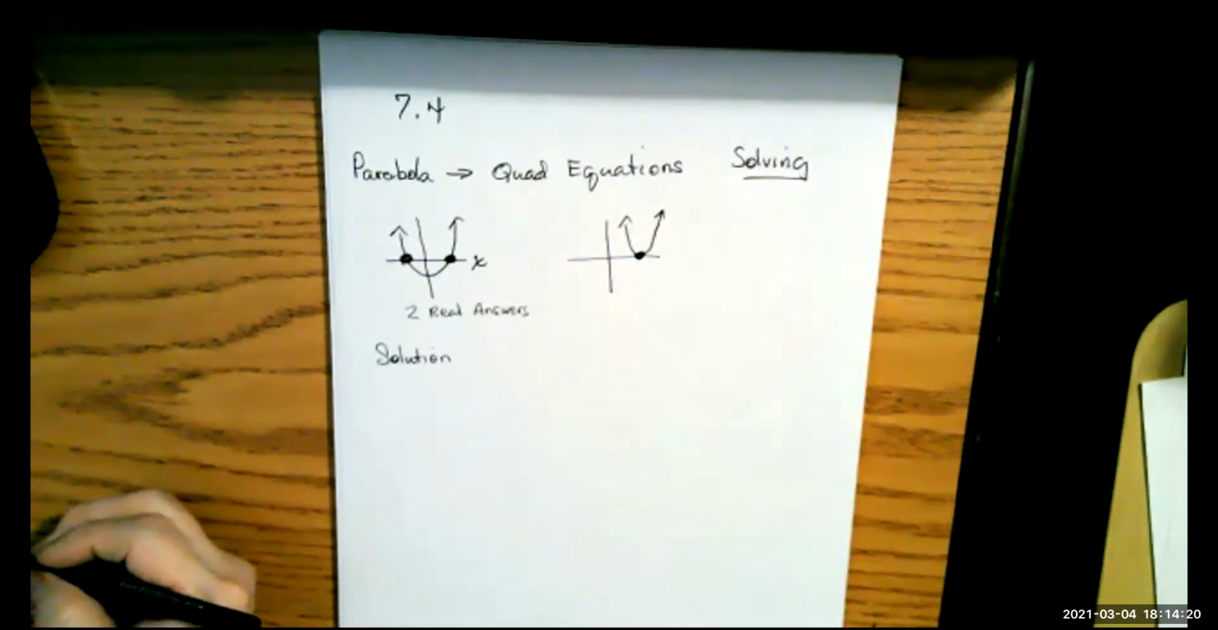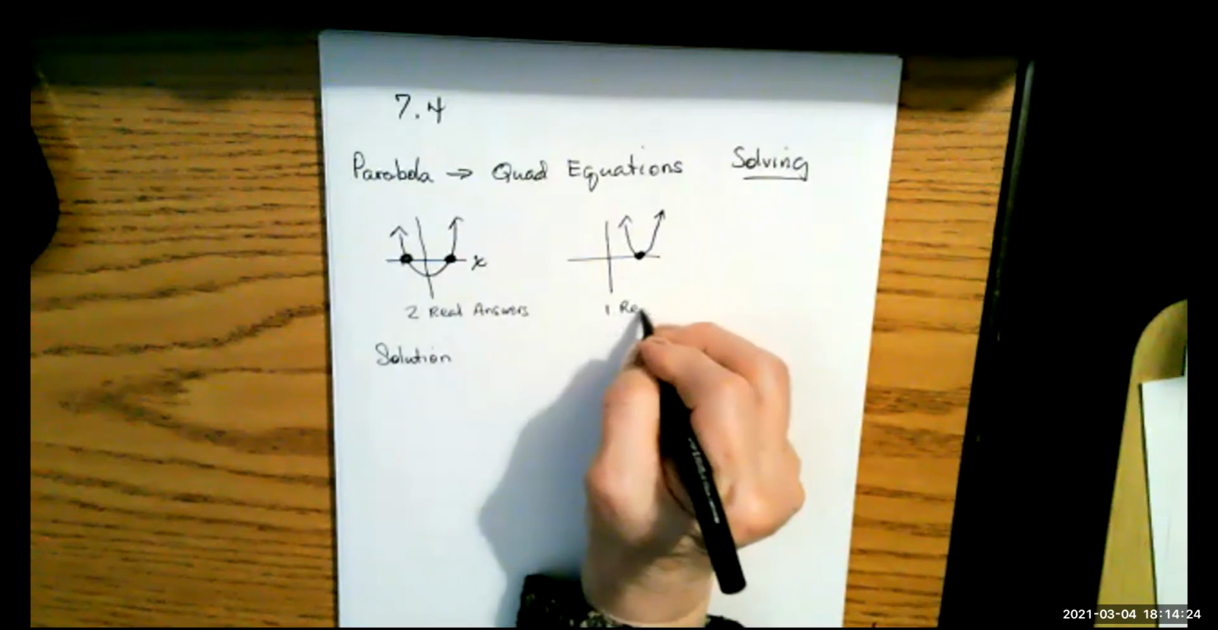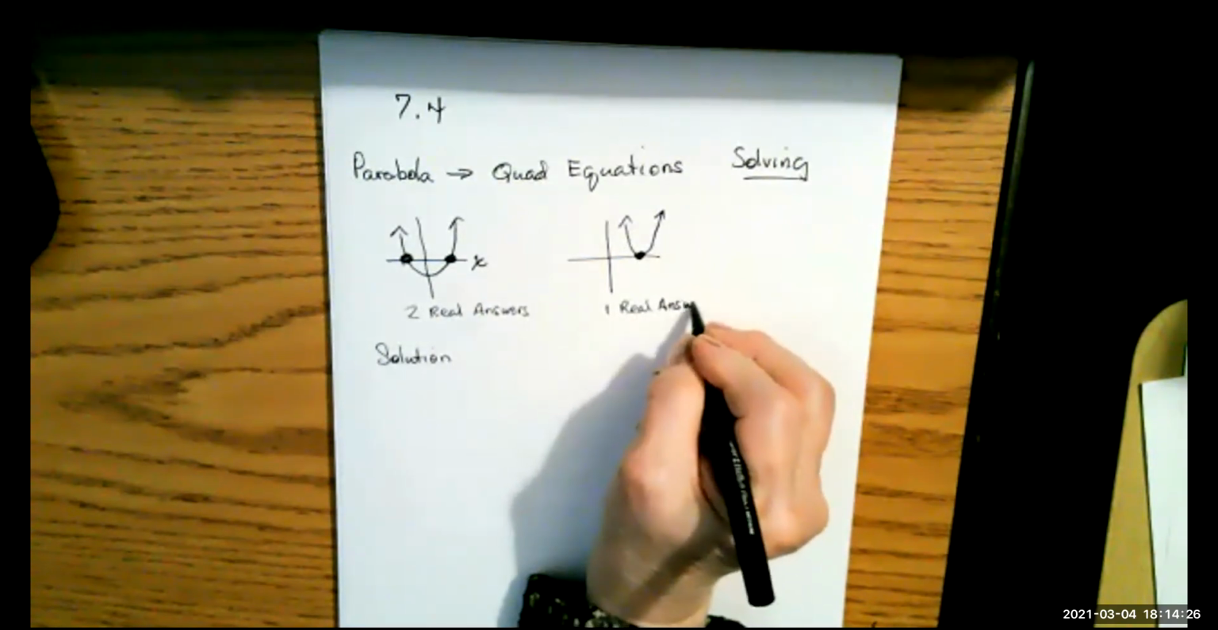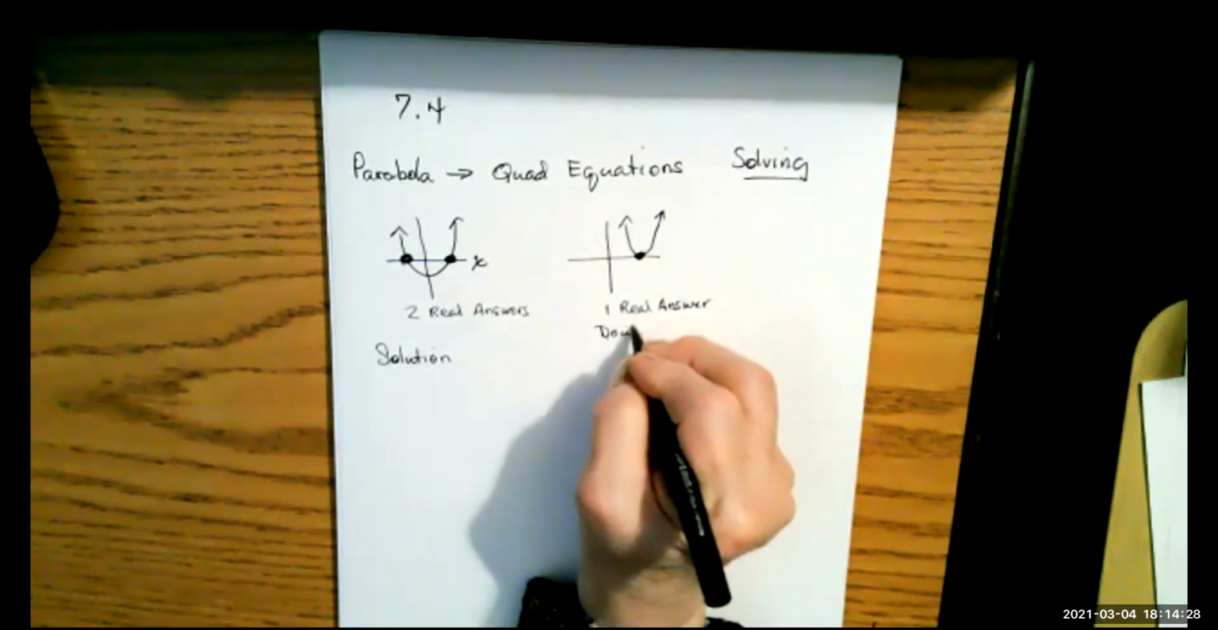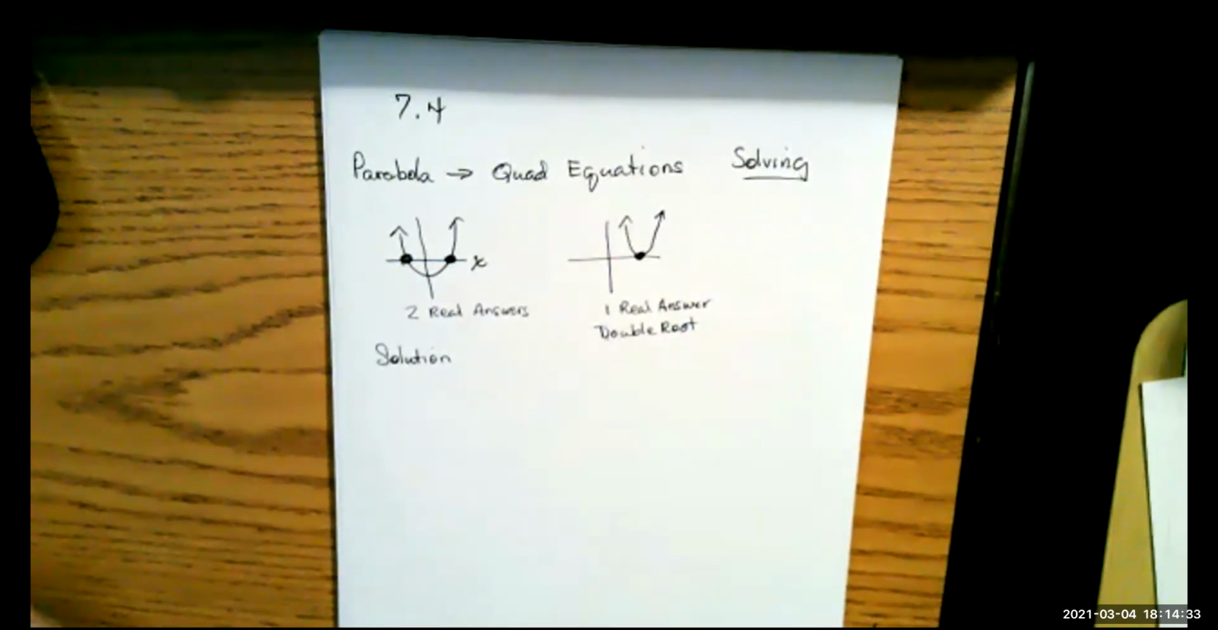It could be that the parabola just comes down and just touches. If it just touches the x-axis, then it has one real answer, and it's called a double root. And we'll probably have some of those, not in tonight's work, but later on.